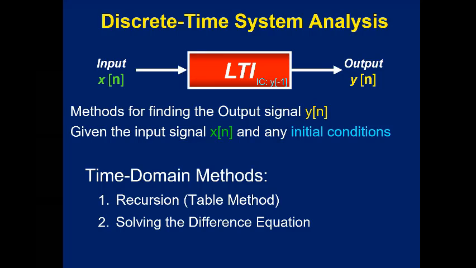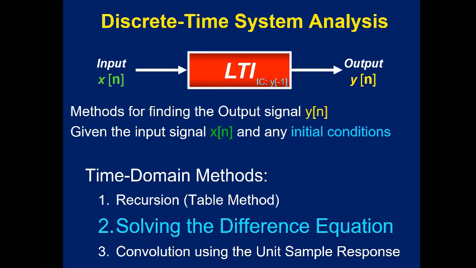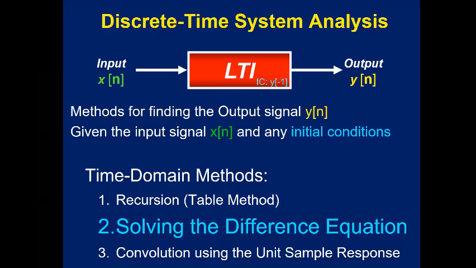We'll also be working on our final version of time domain methods, and that's convolution using the unit sample response that we were developing last time. But today we're going to focus here on how do we solve linear constant coefficient difference equations that describe linear time invariant systems, and combine that with an input signal and determine what the output of the system is going to be.